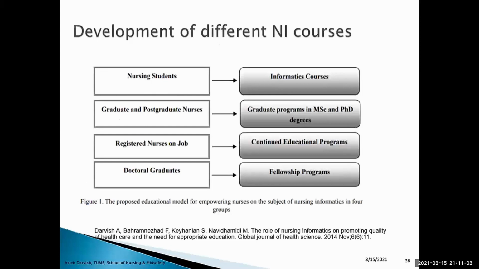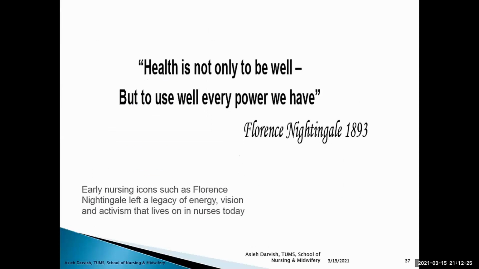In another article, we found that we have different nurses: beginning nurse, experienced nurse, informatics nurse. So we need different types of education. For example, for nursing students, we should prepare informatics courses. If we want to prepare improvement tools for postgraduate nurses, we should develop Master of Science and PhD degrees. And if we want to empower registered nurses who are working in a hospital, we should prepare continued educational programs or short courses like this short course. And for doctoral graduates, we should prepare fellowship programs.